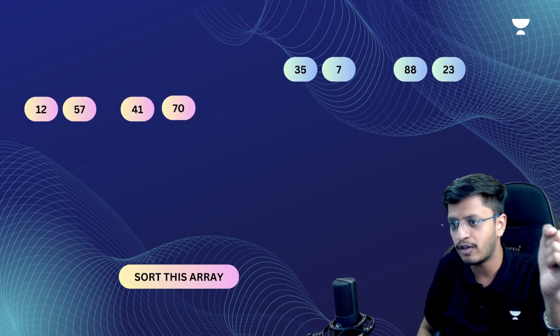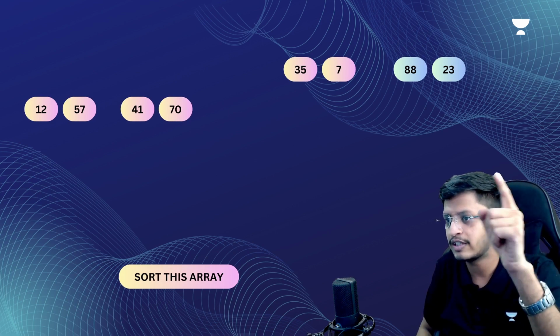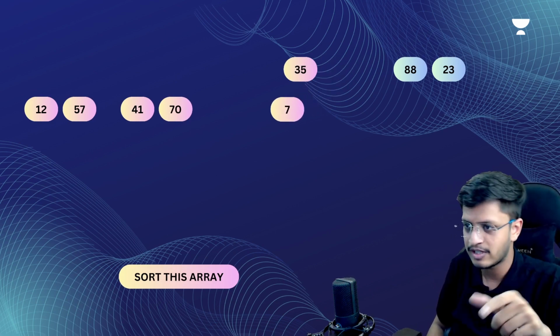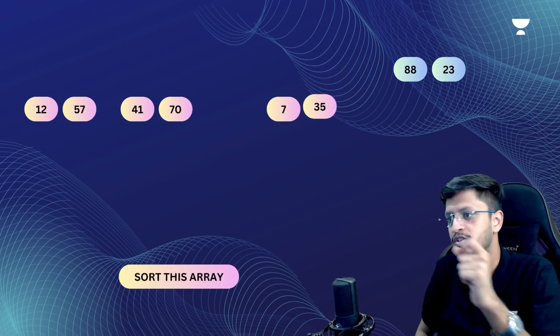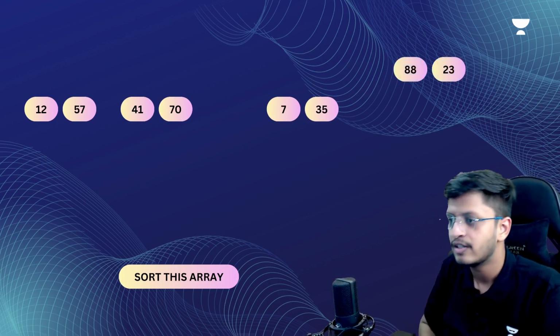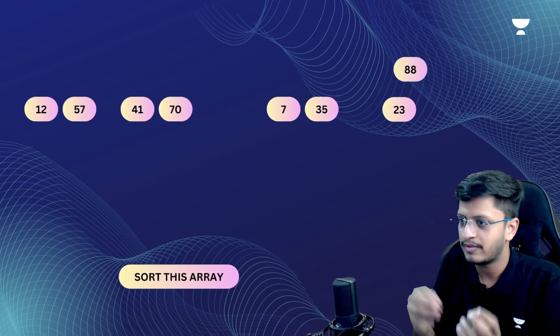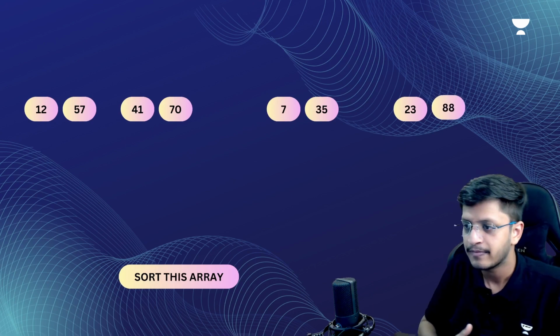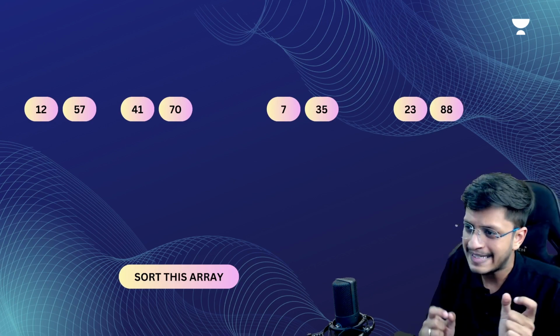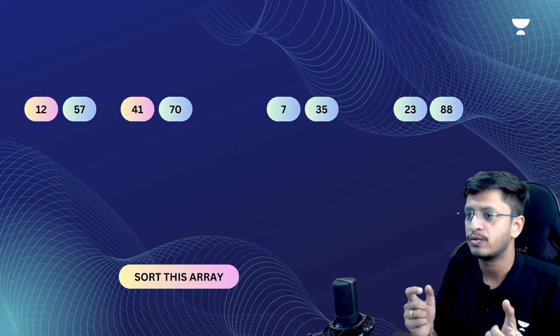Then we sort 41 and 70. Then we sort 35 and 7. So 7 should come before 35. Then we sort 88 and 23. So then it becomes 23 and 88. Now we have sorted arrays of size 2. So we will merge them.